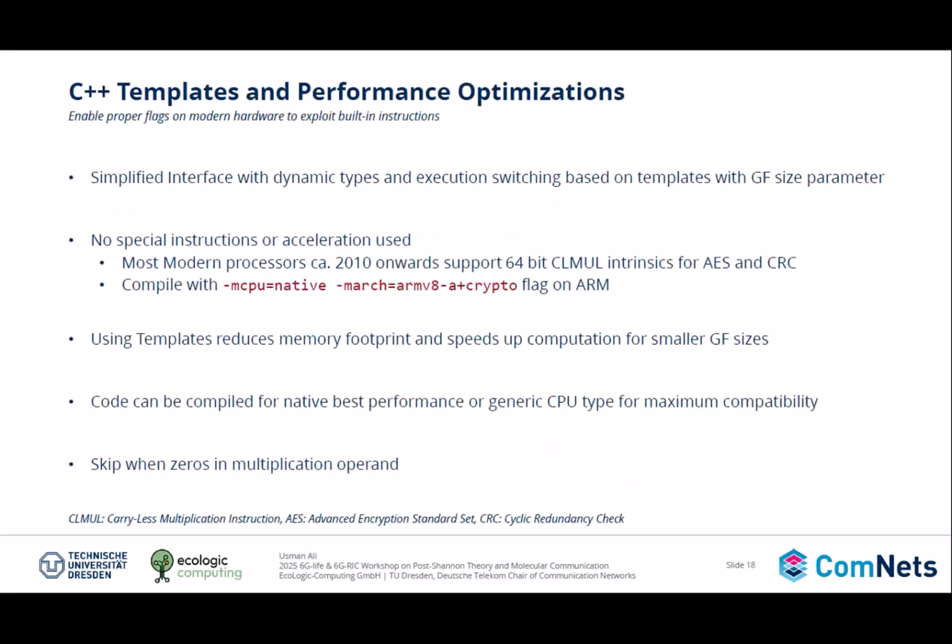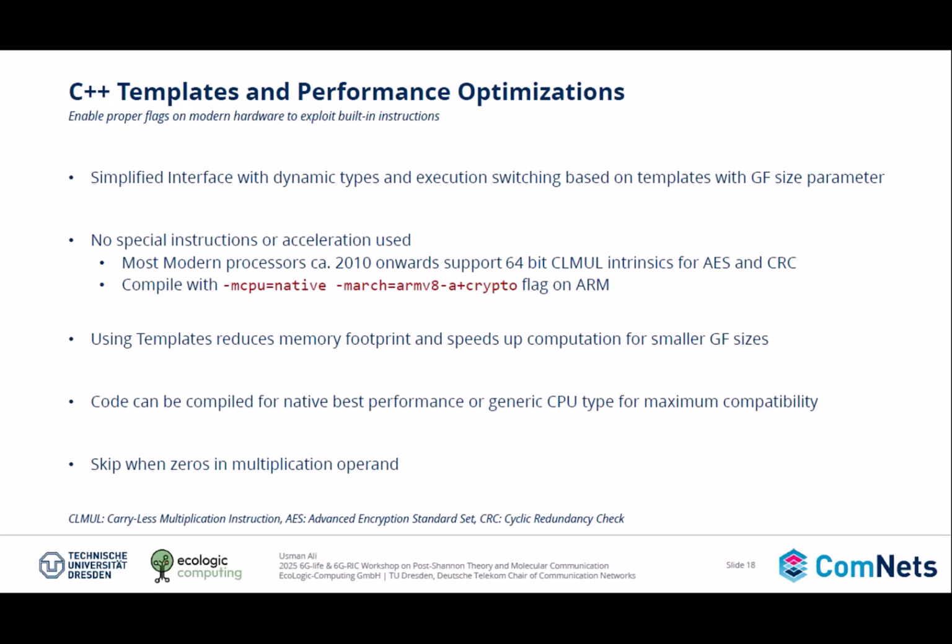Now we'll talk a bit about what kind of templates and C++ implementation we use in our library to speed up the computation time. Our goal was to simplify this interface from smaller field sizes to the large ones. We do this by dynamically shifting the data type from unsigned int 8 to unsigned int 64-bit. It's automatically selected based on what field size you're working with. We tried not to use any other special acceleration or compilation steps. It's something that's already available on the hardware, and you're always allowed to use it, so there's nothing special going on.